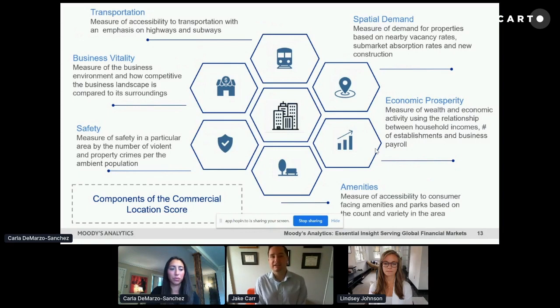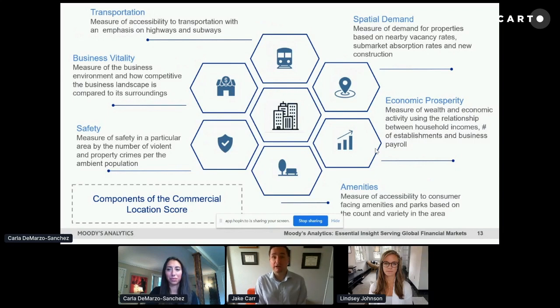What we settled on are a set of 6 key factors, or what we call components, and you see them here. So we have components for spatial demand, economic prosperity, amenities, safety, business vitality, and transportation. Now, each of these components is itself comprised of individual subcomponents. For example, transportation, our measure of accessibility of transportation networks, is actually comprised of 4 individual submodels, each of which is built off of a gravity type proximity model to measure accessibility to things like highways, subways, airports, as well as seaports. And then we aggregate that up later on.